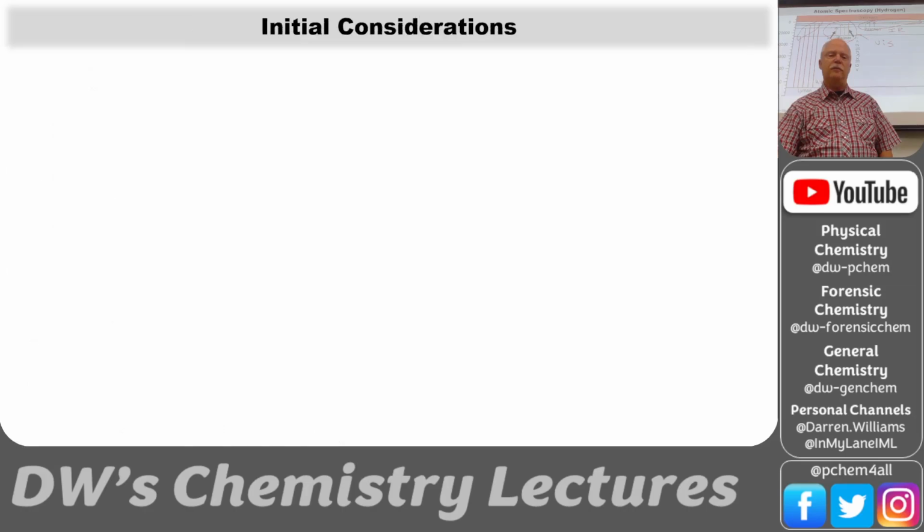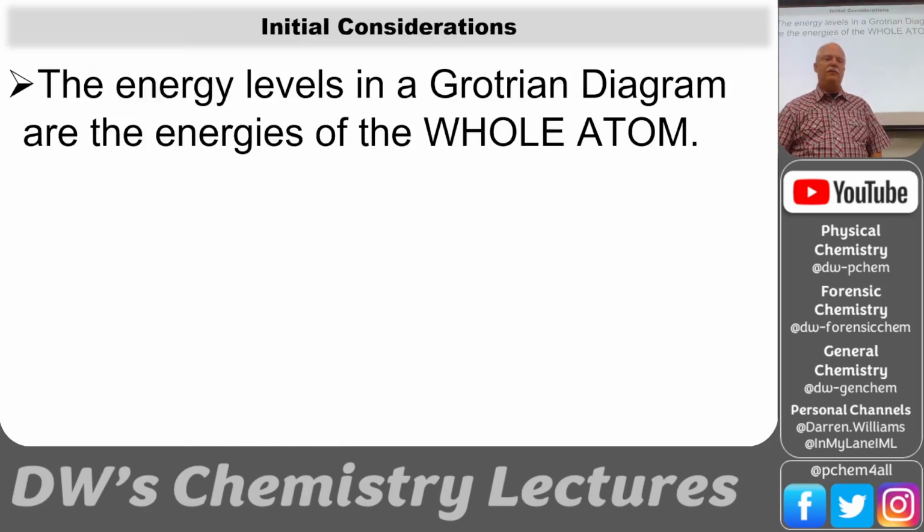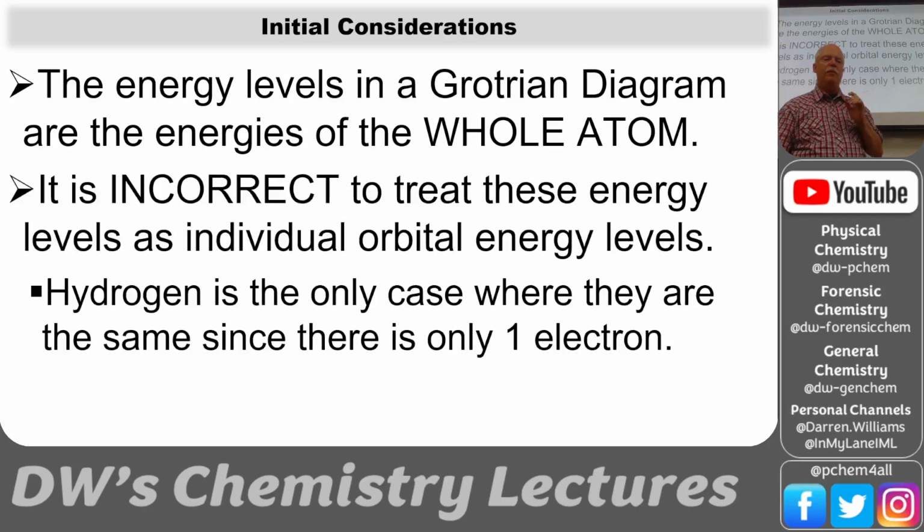If it's not allowed by selection rules. So the energy levels in the Grotrian diagram are the energies of the whole atom. So when an electron goes from n equals 5 to n equals 4, that whole atom has n equals 5, so it has this energy level. And when it goes to 4, it has this energy level, and the difference is the photon of light that comes shooting out. So these energy levels in the Grotrian diagram are the energies for the whole atom. That's one of the big problems that people have. It's incorrect to treat these energy levels as individual orbital energy levels.